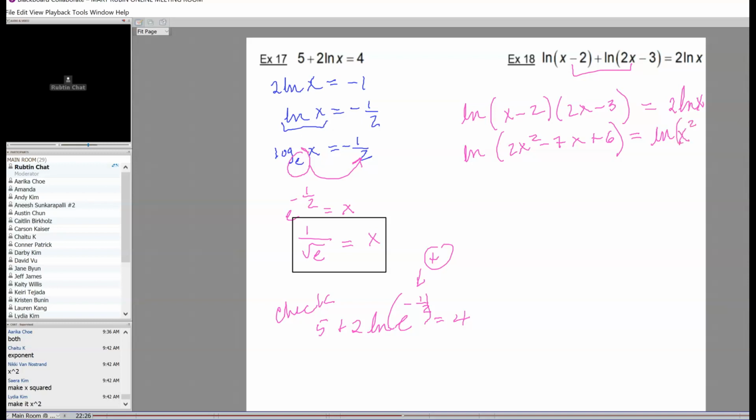If you want to put parentheses, you can. Now I've got natural logs on both sides. Log base e of blah, log base e of blah. This is where you can set the arguments equal to each other. Just drop the natural logs. Please don't divide by ln. That's not what we're doing. We're saying if these bases are both e or 5 or whatever, you can set 2x squared minus 7x plus 6 equal to x squared.